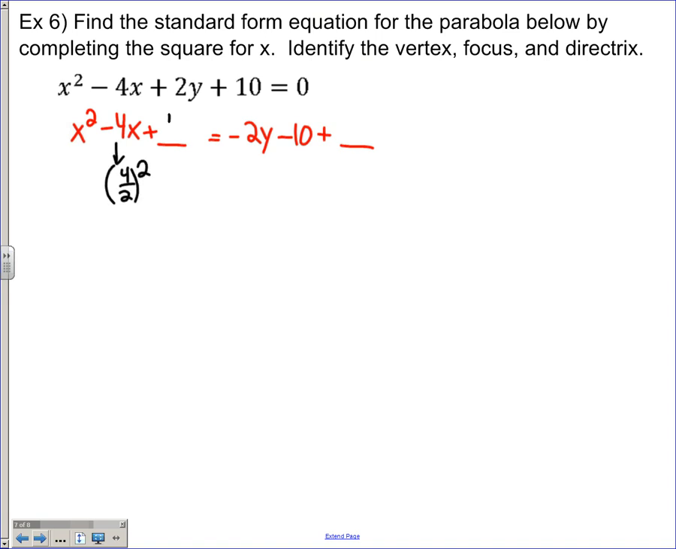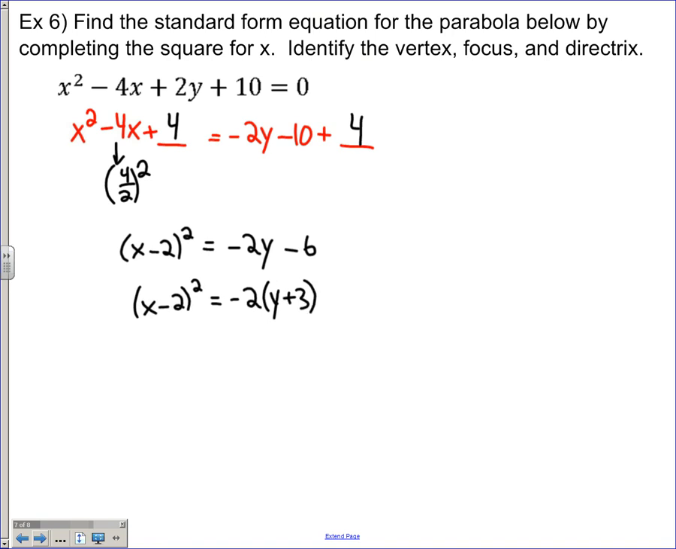So 4 over 2 squared is going to give me 4. That goes in my blank. And completing the square, I get x minus 2 squared equals negative 2y minus 6. This is almost there. We just need to factor the right-hand side. So x minus 2 squared equals negative 2 times y plus 3. And here we go. We're already in our standard form, so our vertex will be 2, negative 3. To find our p-value, we set 4p equal to negative 2 and solve. So we're going to get p equals negative 1/2.